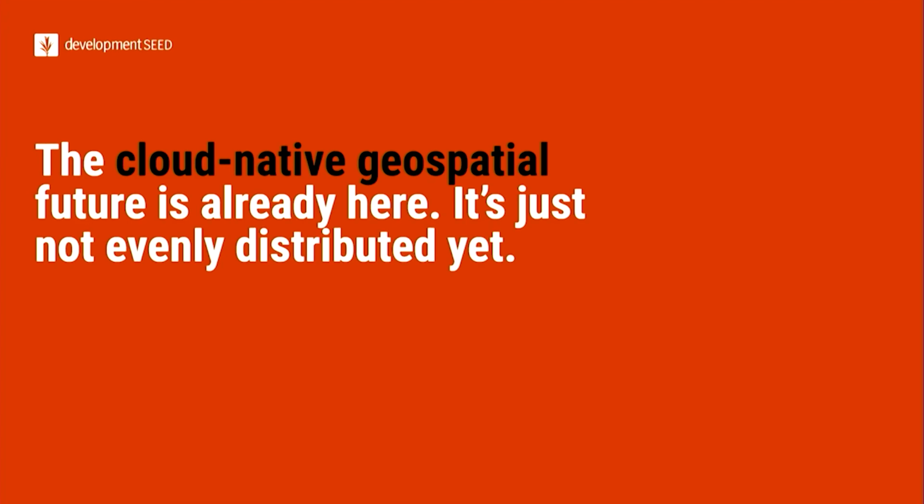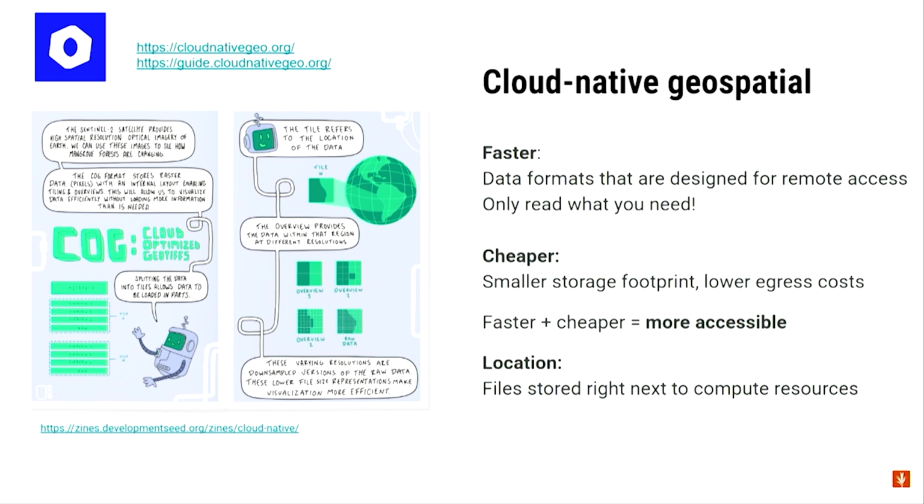I'm here to talk today about EO API, which is our cloud-native geospatial tech stack. Many of you have probably heard the terms cloud-native geospatial. I'll get into some definitions, but the point is, it is available to everybody now, but it's hard to get started. So that's what DevSeed is trying to do with EO API, is provide an easy on-ramp into a cloud-native tech stack.